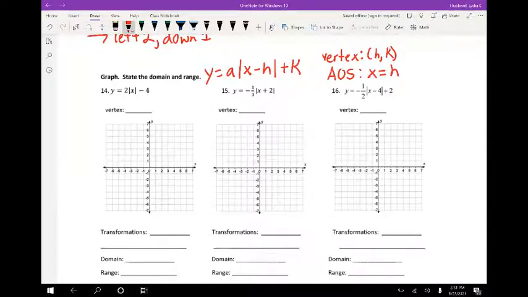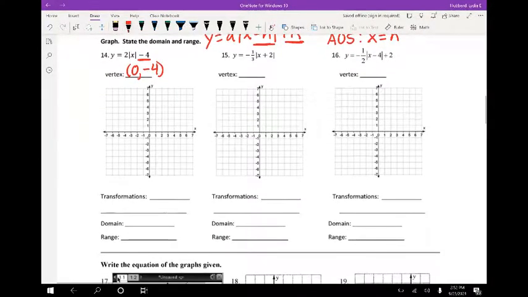So starting with this first one, we should notice we don't have any numbers added to the inside of this x. So that's like saying x minus 0. So our x value of our vertex is 0. And remember, it is (h, k). So h was 0, k is this number on the outside, so it'd be (0, -4). Okay, so we're going to use that to check as we graph.